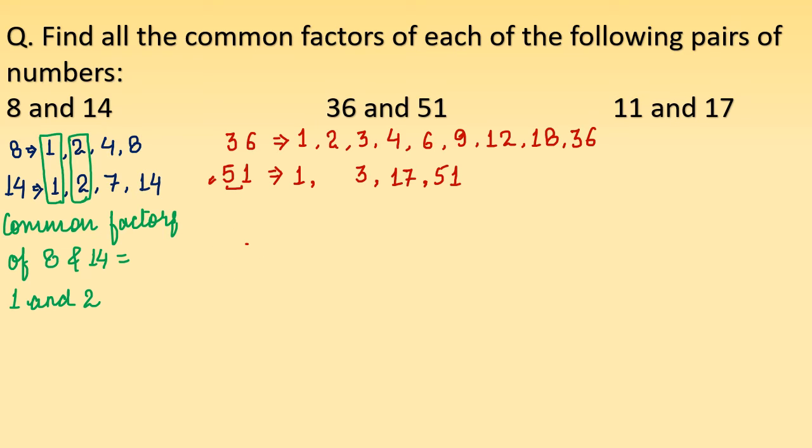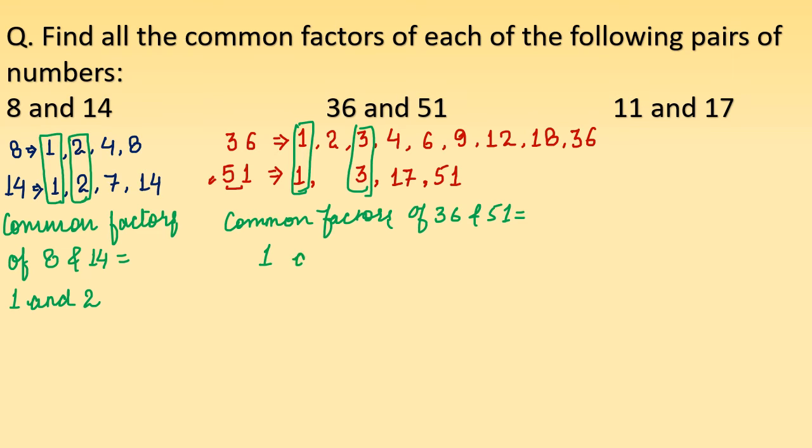So here the common factors are 1 and 3. Therefore, the common factors of 36 and 51 are 1 and 3.